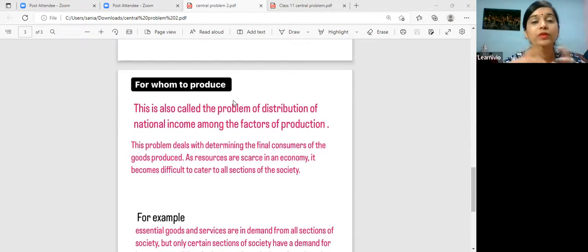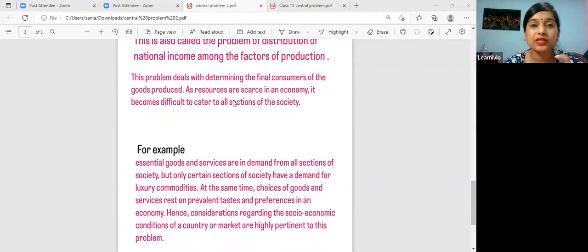Now you have to decide who will be the final consumer, so that once you decide the consumer, then you have to decide the problem of distribution of income, right? So therefore, a choice has to be made whether you are going to produce for the richer society, the poor society, or the middle class society, right? So therefore, you have to make a choice.